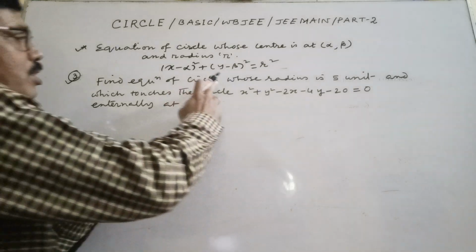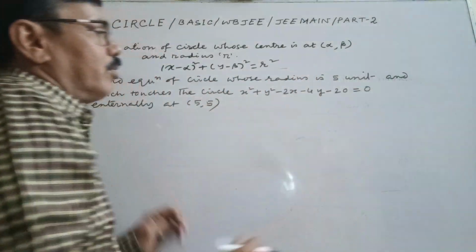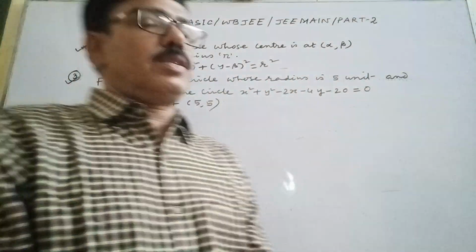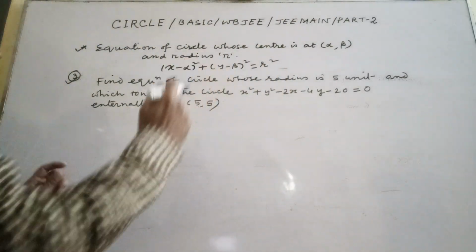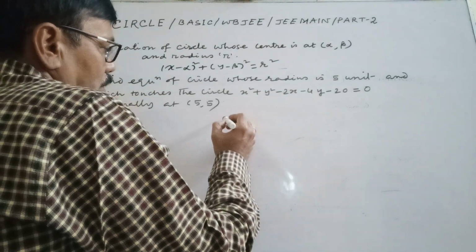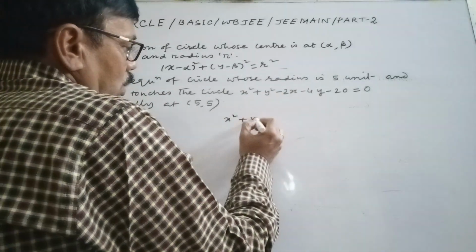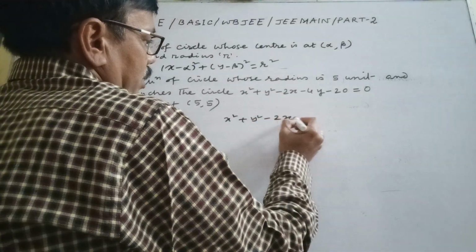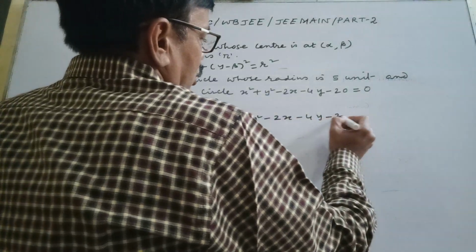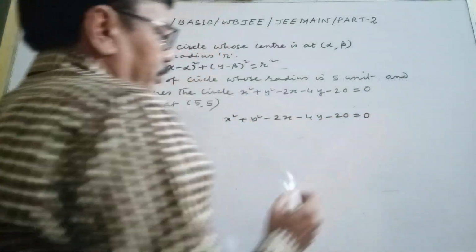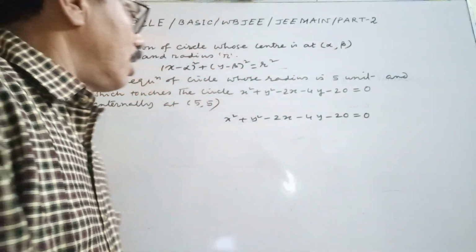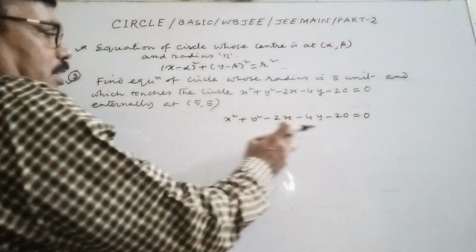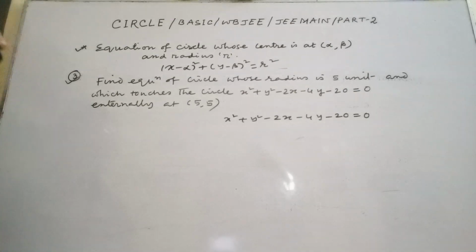Now, equation of circle, radius is given. What is the radius? Radius is 5. And there is a given circle: x square plus y square minus 2x minus 4y minus 20 equals 0. First we try to find the center and radius of this circle.